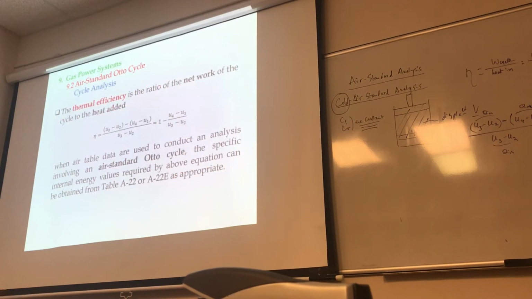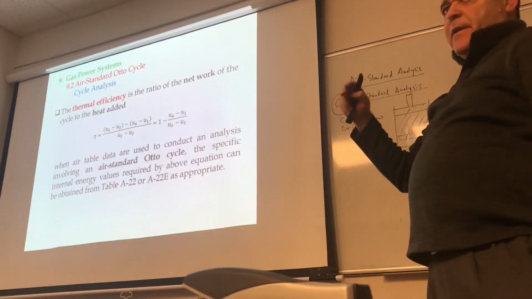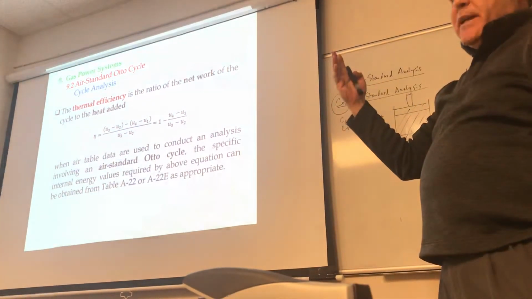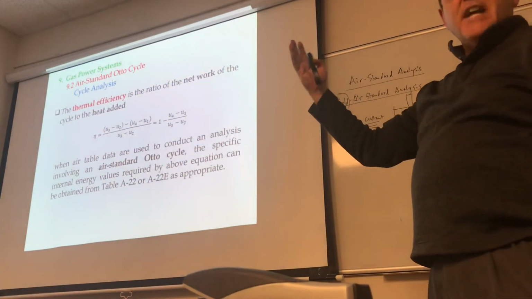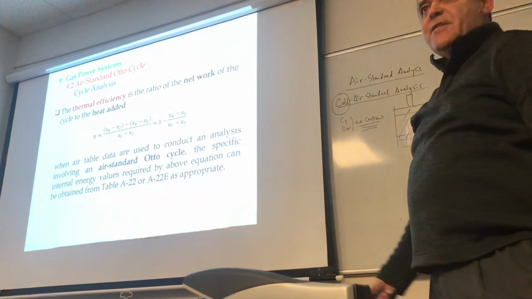So the thermal efficiency is the ratio of the net work of the cycle to the heat added, okay? So it so happens that this is what you get. For the vapor power cycles, when we talk about those 4 states, the typical values that we should be getting are the 4 H's, right? H1, H2, H3, H4. From there we get a lot of stuff.